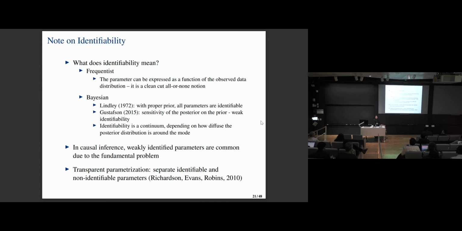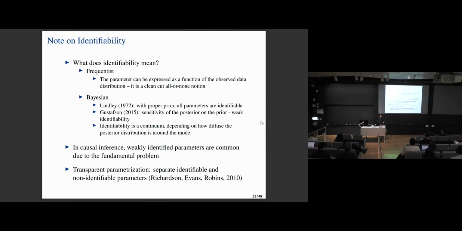If you're Bayesian, things actually become a bit fuzzy. There turn out to be different views of what identifiability means in the Bayesian framework. Originally, Lindley said in '72 that as long as you have a proper prior, your posterior is also proper, so all parameters are identifiable. That is not particularly helpful, because we know that in causal inference, for some parameters you don't have data at all. For example, I have y1, y0. For the same person, you never observe both. So if you care about, say, the correlation between y1 and y0, you never have data about that.